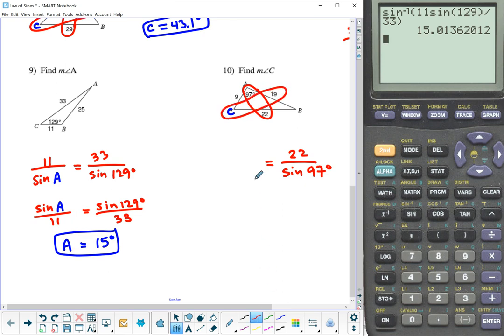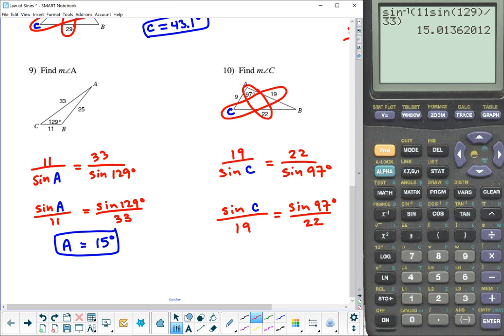So we have 19 over the sine of C. And we don't know what C is. That's why we're trying to figure it out. I'm going to flip them both around. So sine of C over 19 equals sine of 97 degrees over 22.